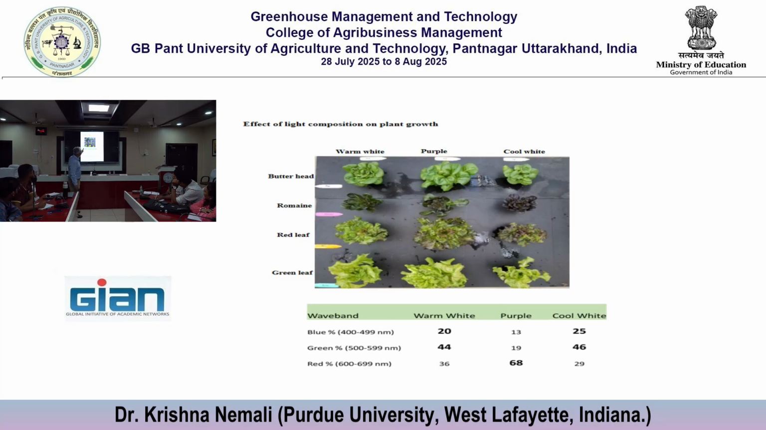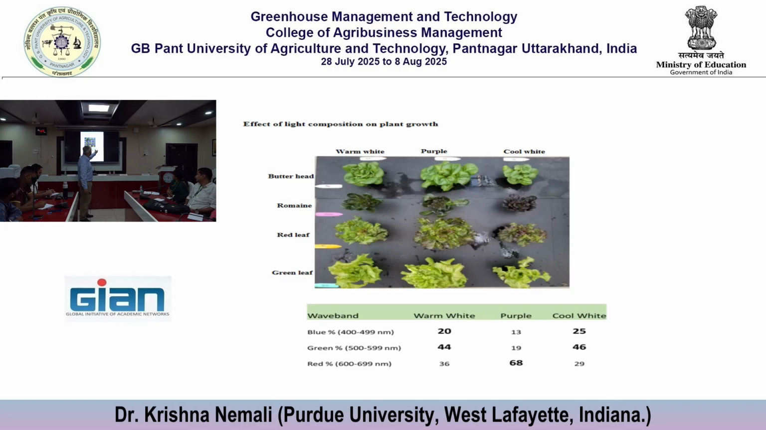Regardless of the variety, with the middle one, the purple one, the plants are bigger. Why are the plants bigger in purple? By the way, I forgot to tell, all these three lights have the same intensity, 350 micromoles. The intensity was not different at all. We only played with composition. And then you're clearly saying that purple is the best.